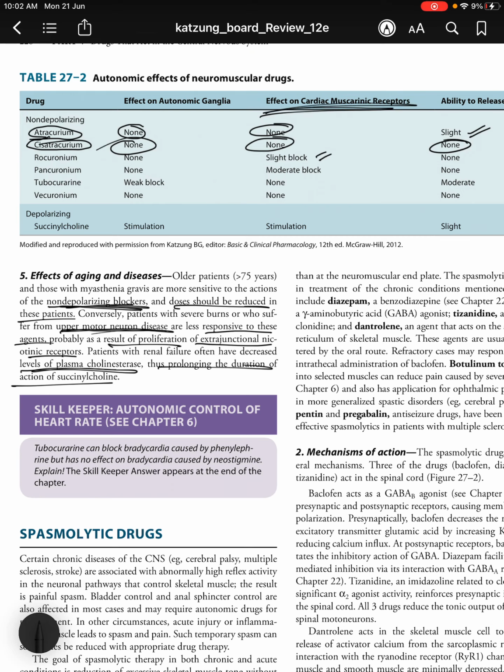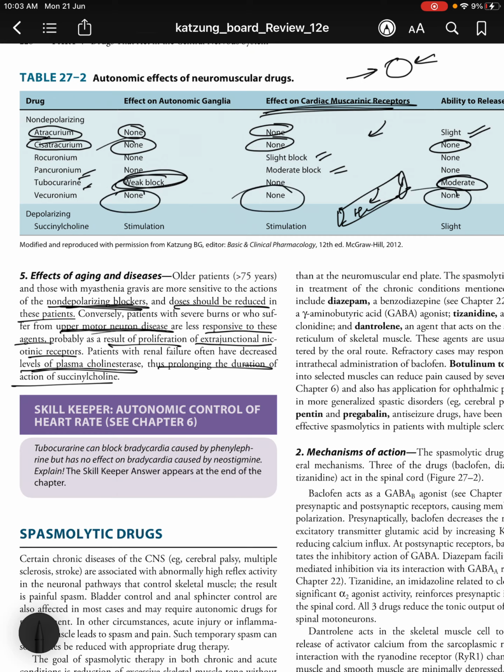Rocuronium slightly blocks the cardiac muscarinic receptors because it acts rapidly, it doesn't think about the effects on the heart. There's a slight block. Pancuronium, there's a moderate block, like almost, right? So moderate block. Tubocurarine weakly blocks the autonomic ganglia and moderately releases histamine. So tubocurarine, in the blood vessel you have histamine release, right? So you can remember it like that. Vecuronium, again, there are no such effects.